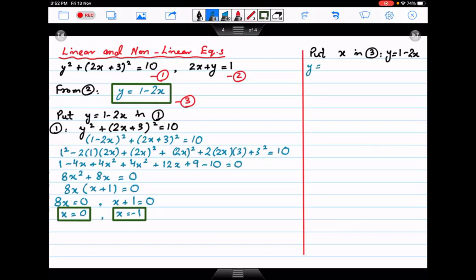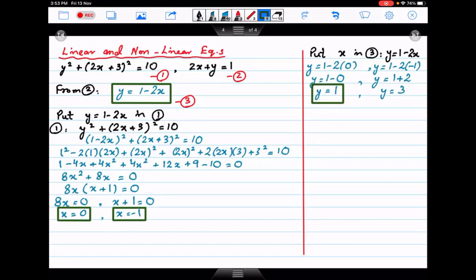So it should become y is equals to 1 minus 2, where the x value is 0, and y is equals to 1 minus 2, where the x value is minus 1. So it should become 1 minus 0, and 1 minus 0 is 1. And the other should become 1 minus minus 2, which is 1 plus 2, and it should become y is equals to 3.